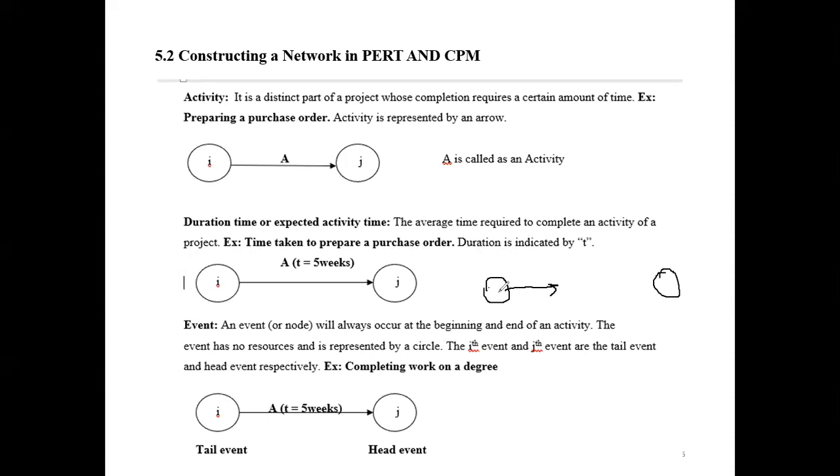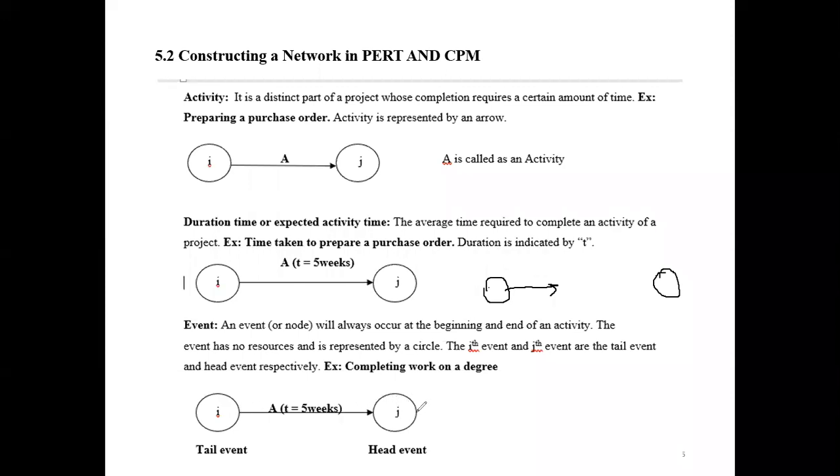Also, for example, let me say this example here. A is an activity, I is one event, J is another event. So we can indicate the event number. At the same time, there are two types of event: this is the head event, this is the tail event. The leading one is the head event, the following one is the tail event. So the first activity will start from this event and end here.